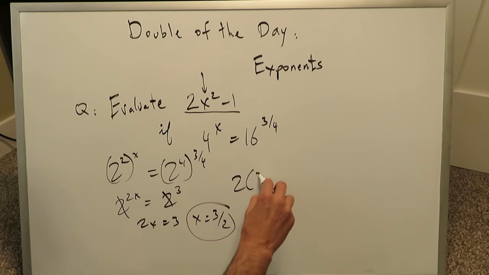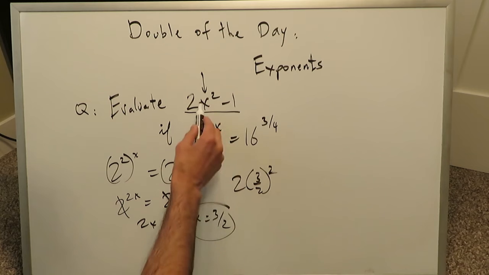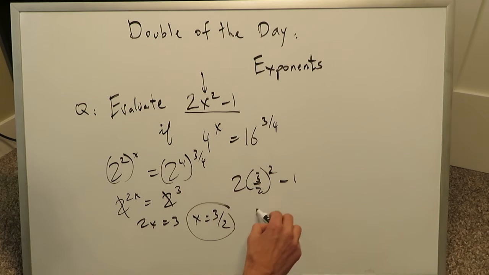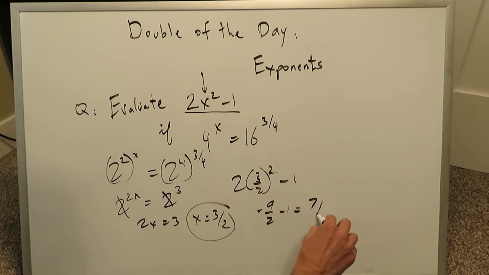You'll have 2 times 3 over 2 to the power of 2, which is 2x squared, and then minus 1. Let's solve it out. You'll have 9 over 4 and a 2 sitting out. You'll have 9 over 2 minus 1, which will be 7 over 2, and your answer is done.